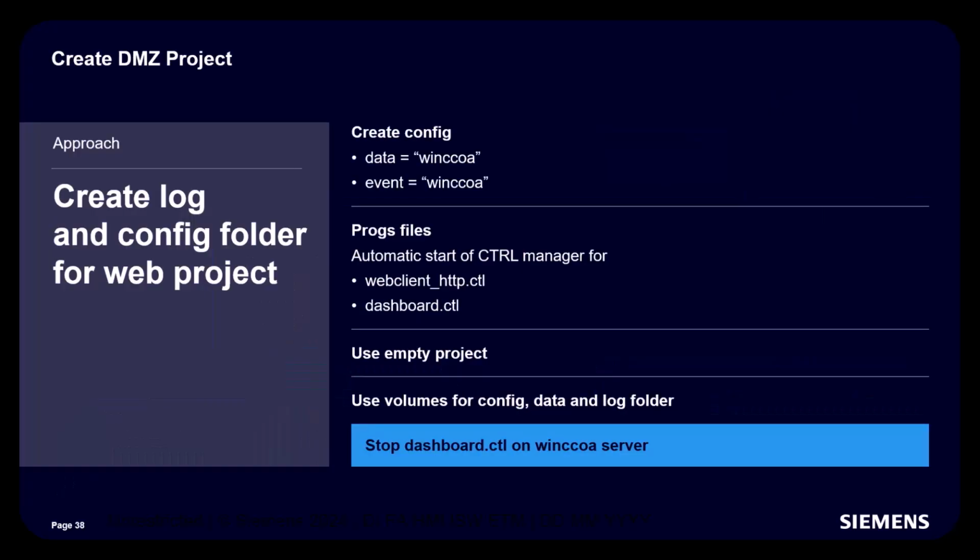The config file defines the data and event host of the WinCC OA server. So between the Docker containers, it is the service name WinCC OA as defined in the compose file. The progs file defines to start only the web server and dashboard managers. We use the project folder structure of an empty project and mount the config, data, and log folder into the new container. We will stop the dashboard server and move it to the web server progs file.